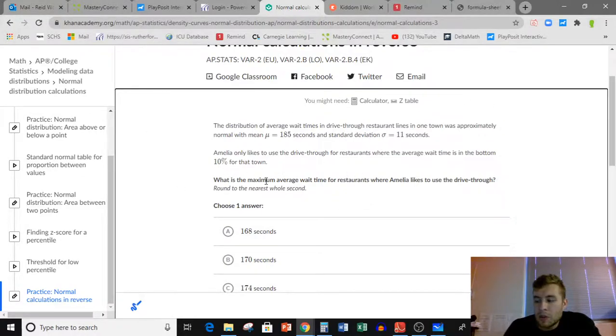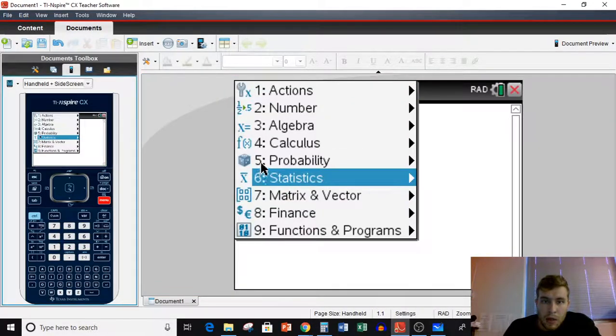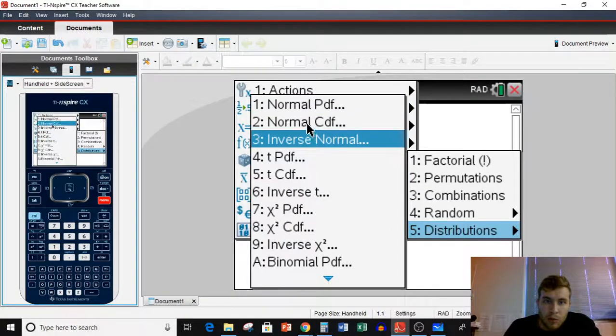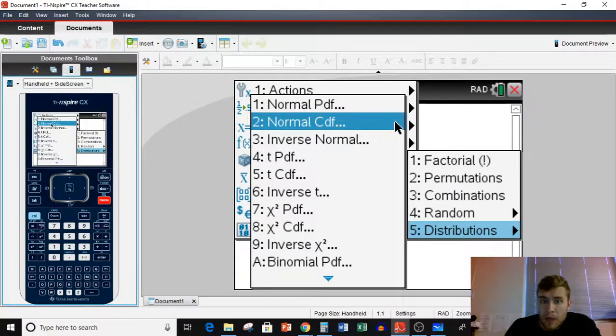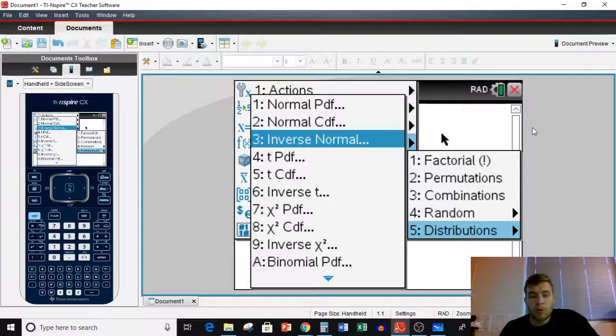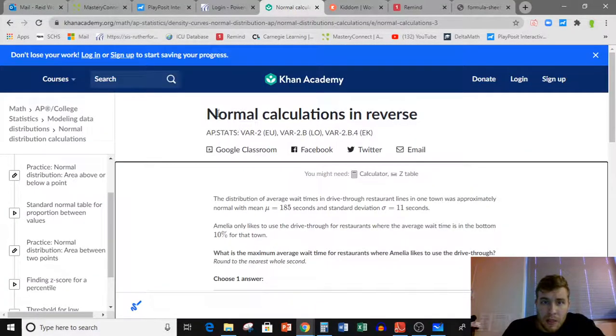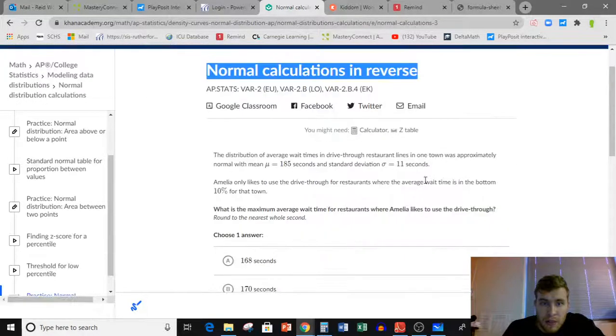This is a little bit different than the normal calculations that we've been doing, where we press menu, probability, distributions, and normal CDF. So this is 552. We're going to be doing inverse normal distributions today. Okay, so as you can see the topic up here, it says normal calculations in reverse. Here's what we get. This is what the questions look like.